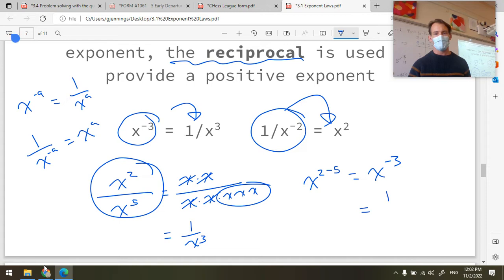So 2 minus 5 is indeed x to the minus 3. X to the minus 3 is the same thing as saying 1 over x to the 3. So if you forget what to do with this negative exponent, you can use your quotient law to prove it to yourself. I give you permission to forget this stuff, but I do not give you permission to ever feel helpless about it. Okay, there you go.